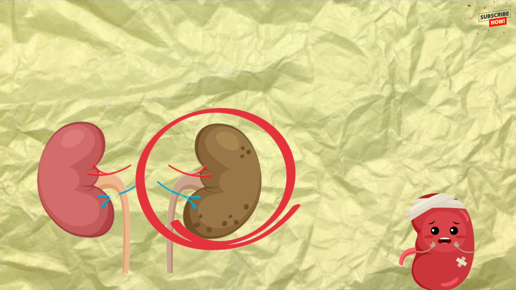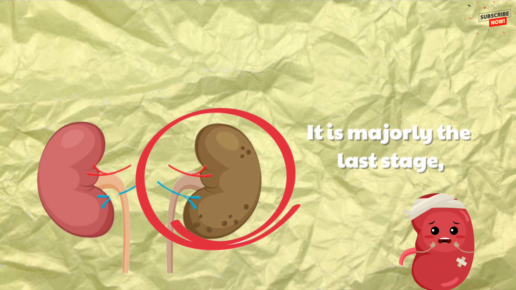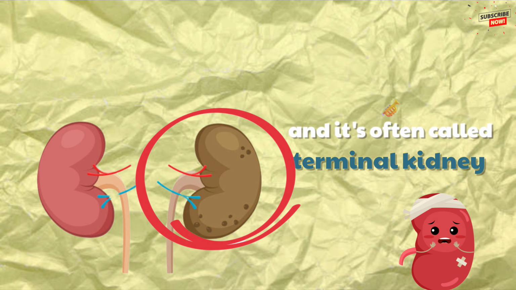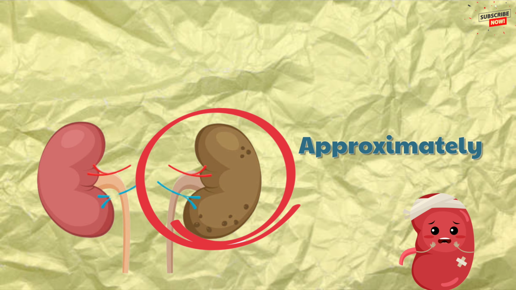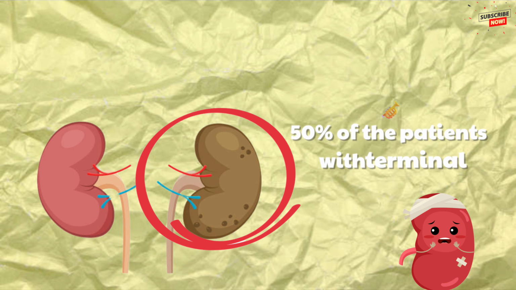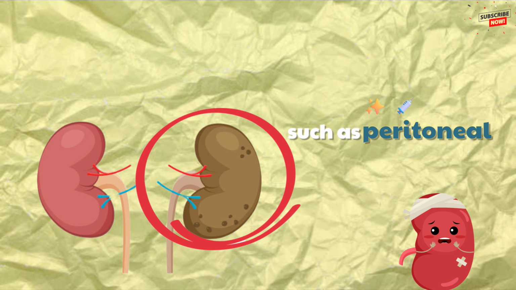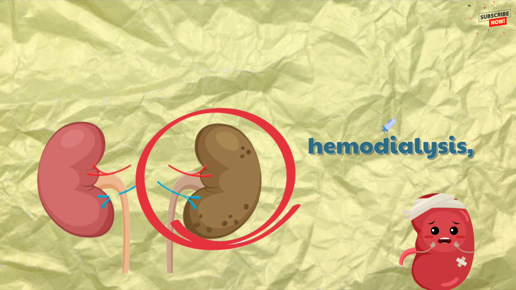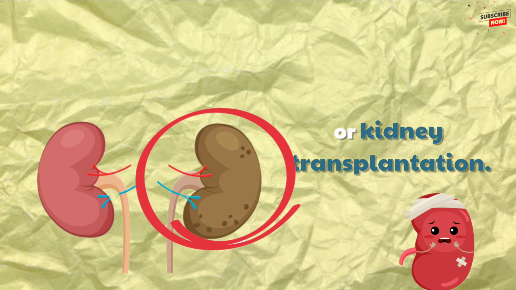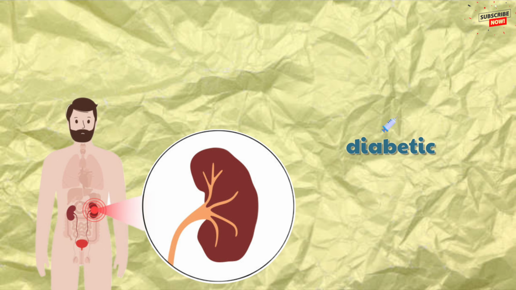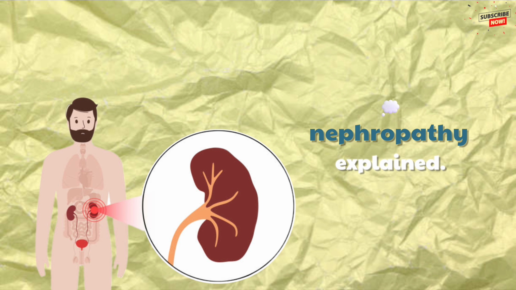Stage 5. End-stage renal disease. It is majorly the last stage, and it's often called terminal kidney failure. Approximately 50% of the patients with terminal kidney failure require kidney replacement therapy, such as peritoneal dialysis, hemodialysis, or kidney transplantation. There you have it, diabetic nephropathy explained.